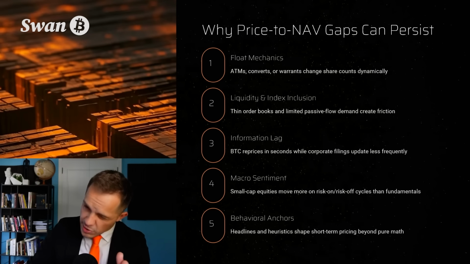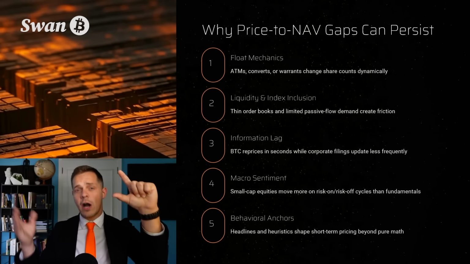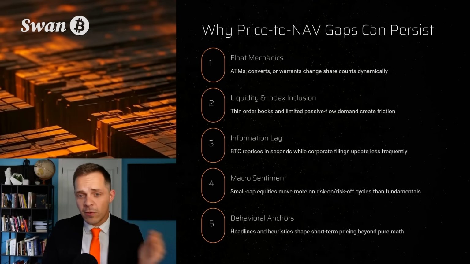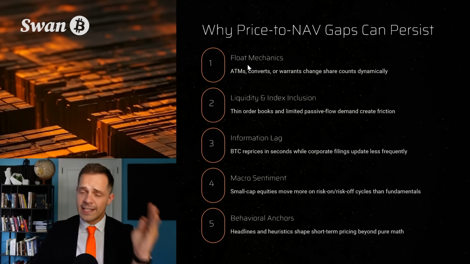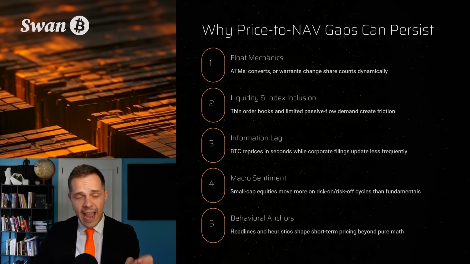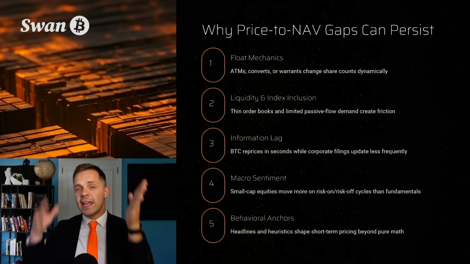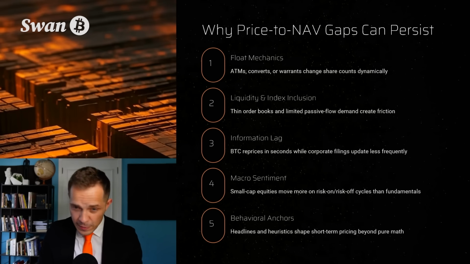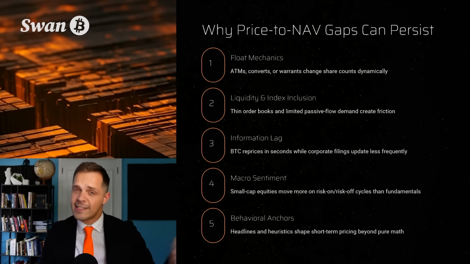But before we do that, let's talk about why the gap between share price and the underlying Bitcoin value can stick around or even widen for longer than you'd expect. 5 forces matter the most. Number 1 is float mechanics. Tools like at-the-market offerings or ATM, convertibles, and warrants, they can expand the share count on very short notice. So when potential supply is fuzzy, investors often price in a cushion until they see the final numbers.